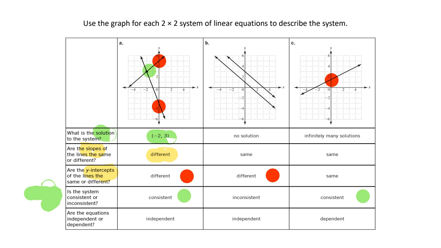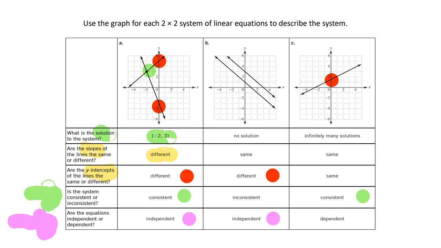Now, independent and dependent. The graphs. The two graphs in A are independent because they're different. One goes up, one goes down. I still am independent with parallel lines.